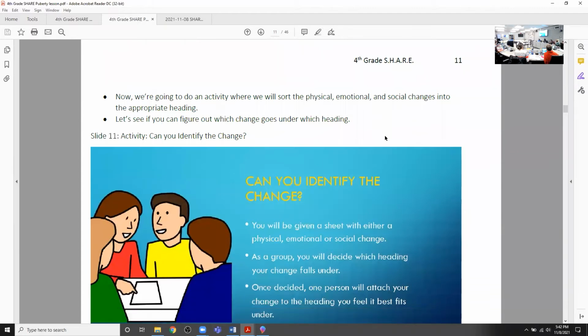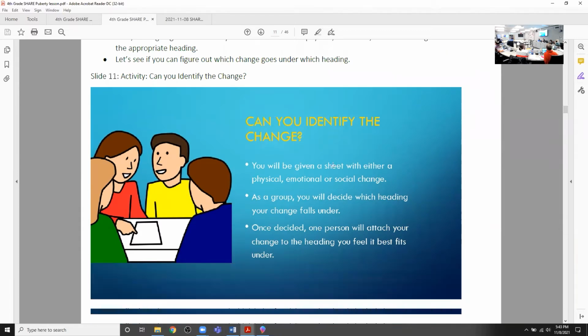Now we're going to do an activity where we will sort the physical, emotional, and social changes into the appropriate heading. And just a side note to the committee, this is similar to one of our activities we do later on with our older kids. It's just a little bit of an easier one. I know we've discussed as a committee to keep continuously revisiting some of the same information, because eventually we hope that this will be sticking. So that was my thought as I moved ahead with this activity.